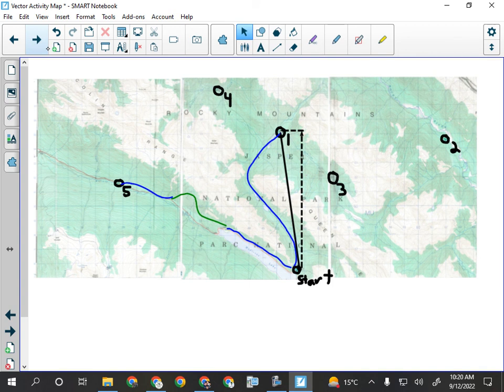So don't worry about anything down in here. These are the places I want you to go. You'll be able to find them on the map pretty easily. All right, questions from you guys?